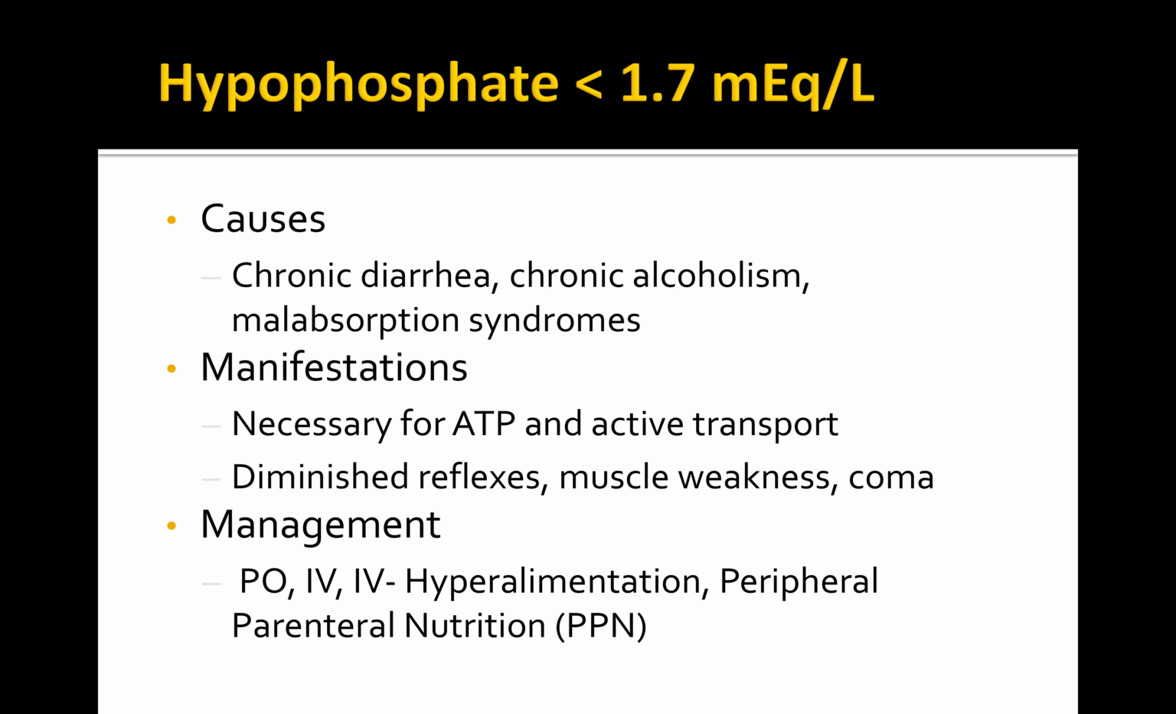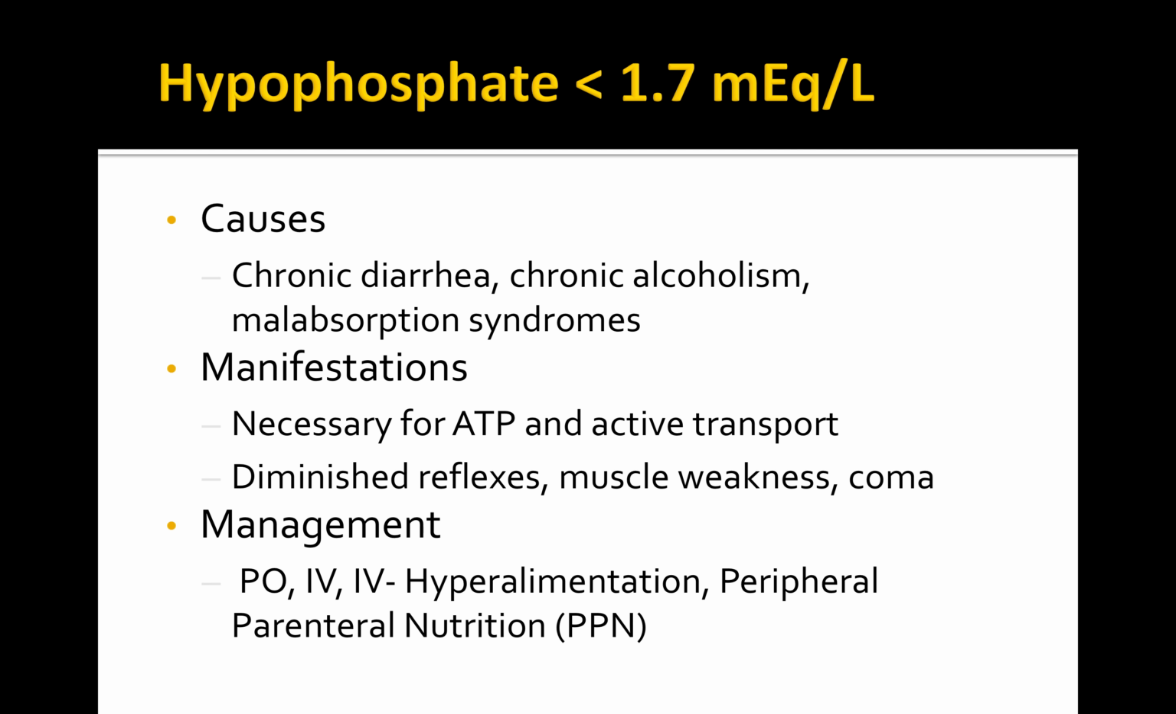All right, we're going to finish up the electrolytes with phosphate. Normal phosphate is 1.7 to 2.6. Causes of low phosphate are going to be chronic diarrhea, chronic alcoholism, malabsorption syndromes. And how does this manifest itself? We need phosphate for energy. We know ATP is an energy source, an active transport. So with no energy, we've got diminished reflexes, muscle weakness, and it can lead to coma if the phosphate's low enough.